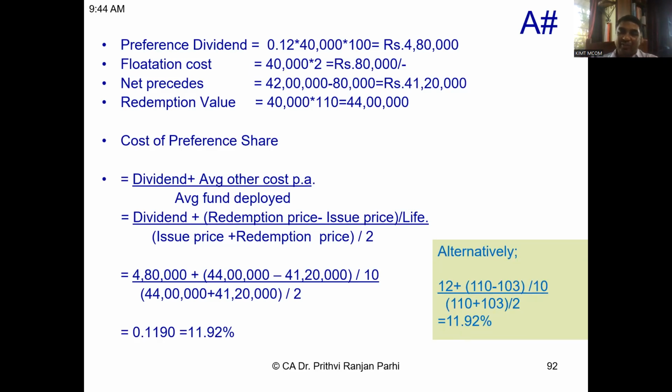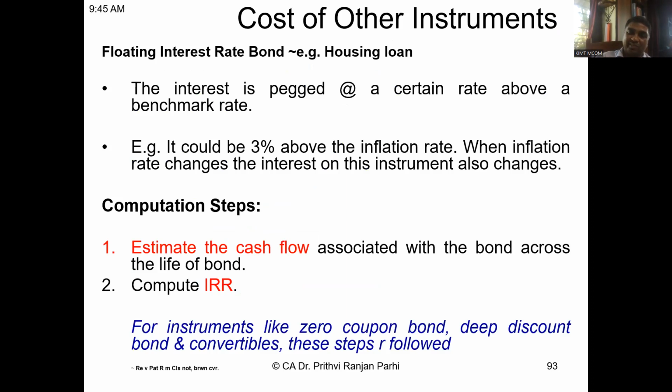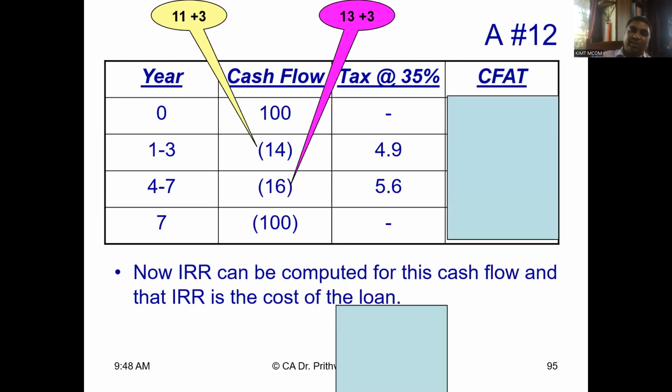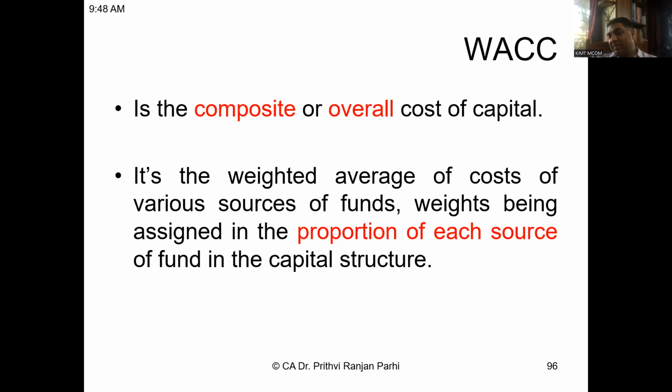Alternatively, you can calculate like this. Here, this calculation has been done in totality, but individually, if you see: 12 is the dividend plus 110 is the redemption price, issue price is 103, whole divided by 10. Then the entire money is again divided by 110 plus 103 by 2. It will also come to 11.92%. That's the cost. If there is some other financial instrument, that cost can be computed simply by computing the IRR of the cash flows involved with that particular instrument.